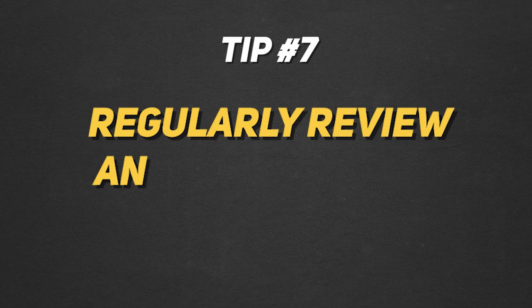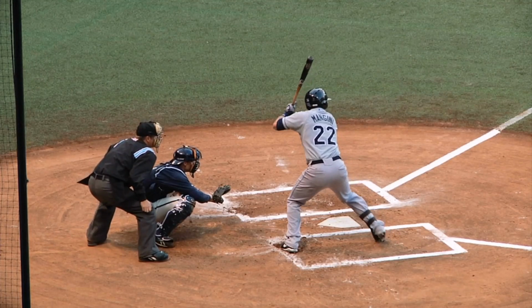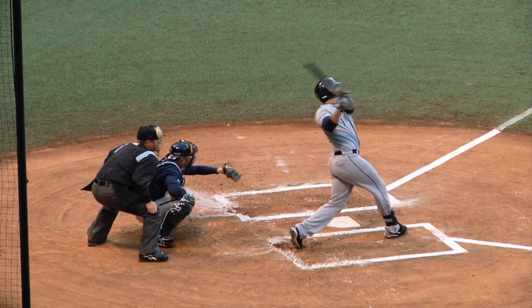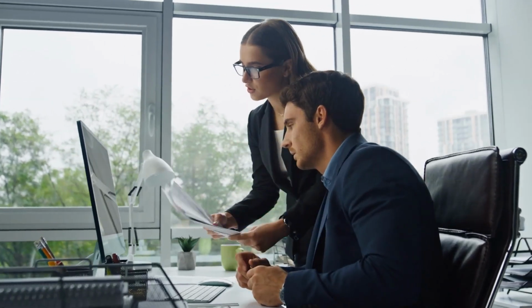Tip number 7, regularly review and update your marketing strategy. It's unlikely you're going to hit that home run on your first try, and a mediocre marketing campaign doesn't mean failure. It means you need to keep updating your strategy or tactics based on the insights and data gathered from your tracking efforts. To understand what's most effective, you have to track the performance of your campaigns.